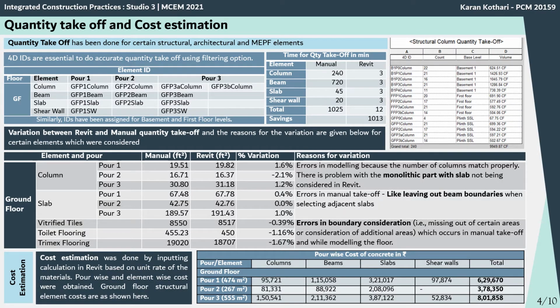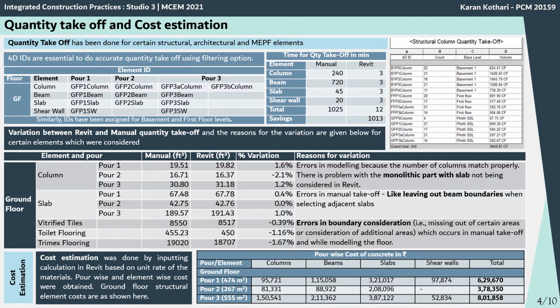Coming to the quantity takeoff and cost estimation, it has been carried out for structure, architecture, and MEPF elements. First, 4D IDs were created for easy quantity takeoff, and the table here shows the time comparison of manual versus Revit quantity takeoff, in which it is observed that in Revit it can be done in just clicks, while the manual quantity takeoff takes time.